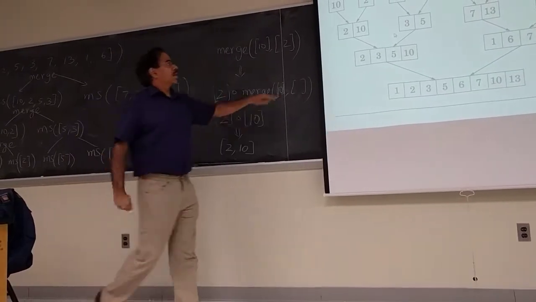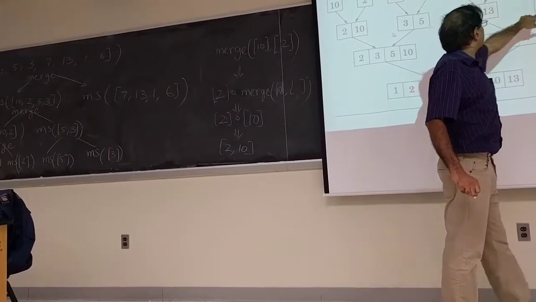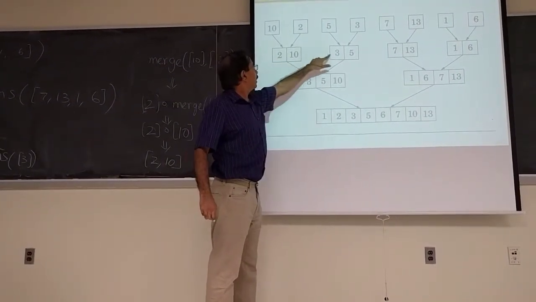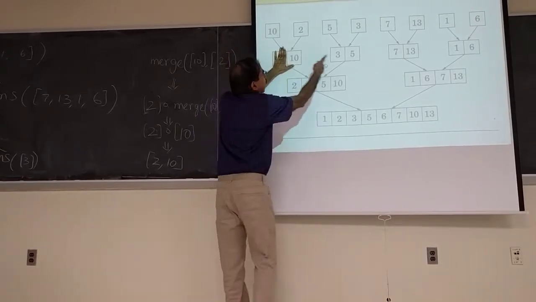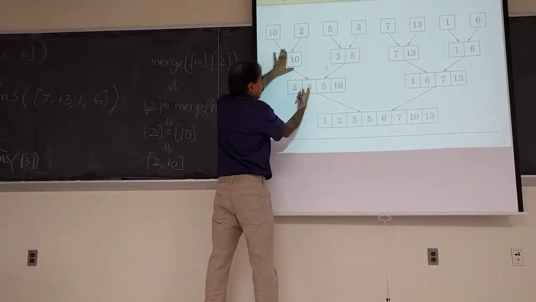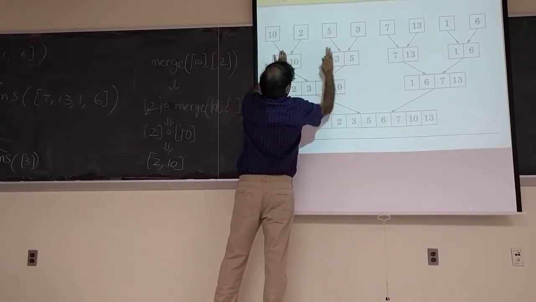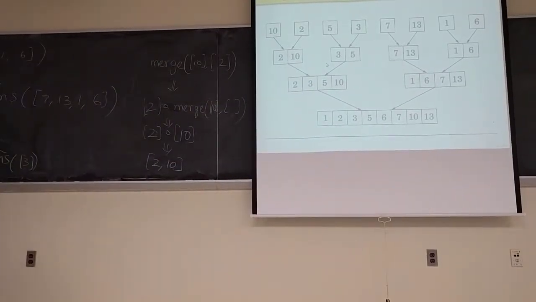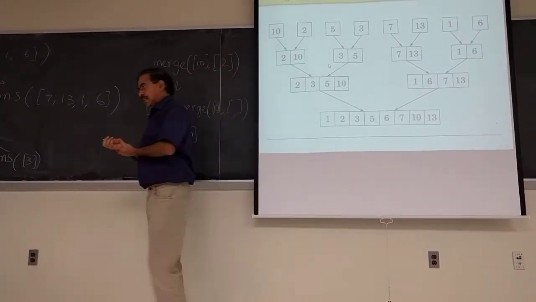In the same way, 5 and 3 are merged into 3, 5; 7 and 13 are merged this way, and 1, 6 is merged this way. Then again you call merge at this level, and you compare the first two elements, you get 2, and then you have 10 and 3, 5. You compare the first element of 10 with the first element of 3, you get 3, and you output that. Now you have 10 and 5, compare those two, you get 5, and then 10. So that's how it works, and you keep doing that, and ultimately you end up with a sorted list.